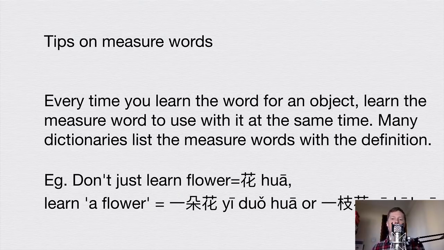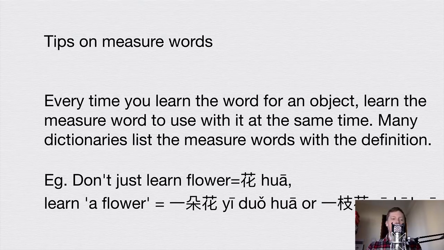Every time you learn the word for an object or a noun, it's a good idea to learn the measure word to use with it at the same time. So for example, don't just learn flower equals 花. Learn a flower is 一朵花 or 一枝花.